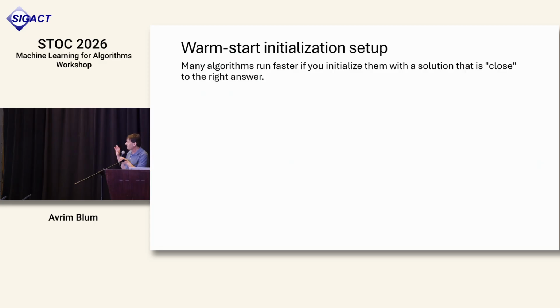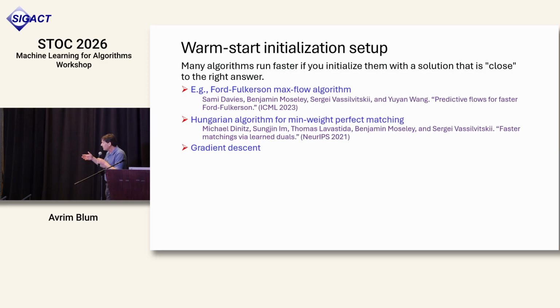So many algorithms run faster if you initialize them with a solution that's close to the right answer. Some classic examples, for instance, the Ford-Fulkerson max flow algorithm. Typically, you start from an empty flow, but if you start from a different flow, and that flow is close to the flow you're going for, close in L1 distance of the flow vector, then your algorithm will run much more quickly. The Hungarian algorithm for min-weight perfect matching, and you can think of gradient descent. In general, if you start closer to where you're hoping to end up, your algorithm will take fewer steps.